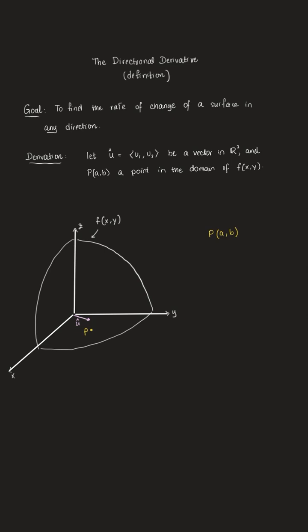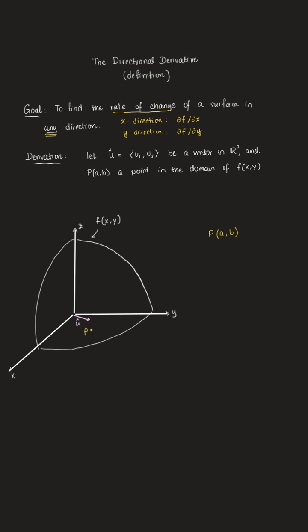Okay, in this video, we're going to try to figure out how we might find the rate of change of a surface in any direction. And that's going to be called the directional derivative. Up to this point, we have found the rate of change of a surface in the direction of x, and we call that the partial derivative of f with respect to x. And we have found it in the direction of y, and we've called that the partial derivative of f with respect to y. Now we want to find the rate of change of our surface in any direction.